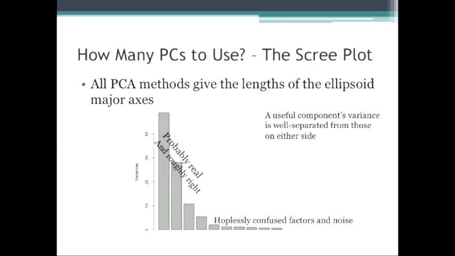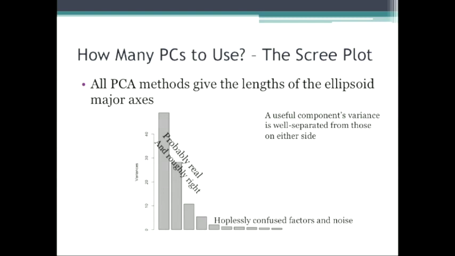So in this case, 3, maybe 4 are reasonably well separated. There may be more, there may be other real components, but we can't get them by PCA. Okay, any questions so far? Any arguments?